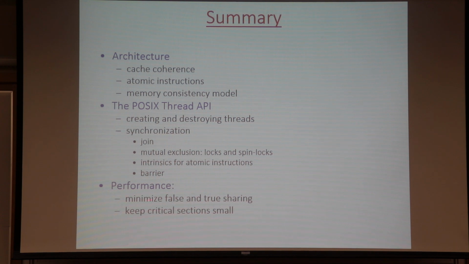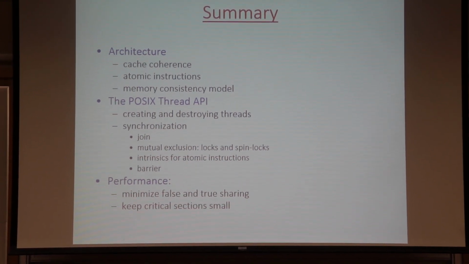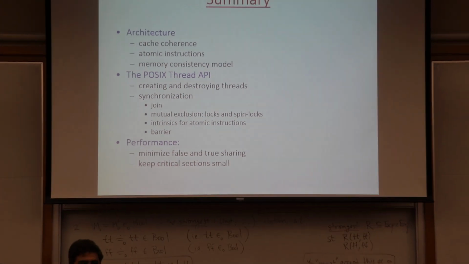How do you get good performance? You basically have to minimize false and true sharing, right? And if you have critical sections, try and keep them small. So if you have to have critical sections, keep them small. But otherwise, if you can avoid sharing, much better.